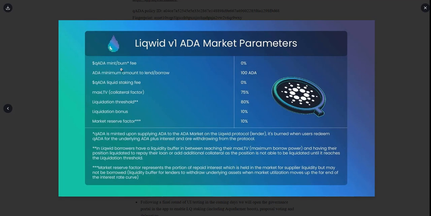The QADA mint burn fee is going to be 0. The ADA minimum to lend or borrow is going to be 100. The QADA staking fee is going to be 0. The max LTV or collateral factor is going to be 75%.